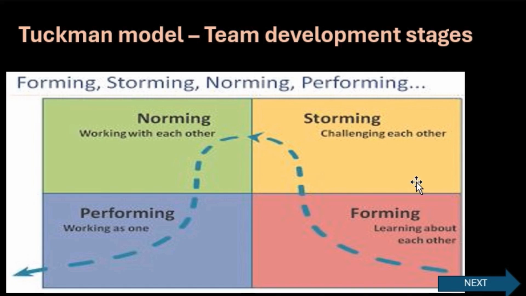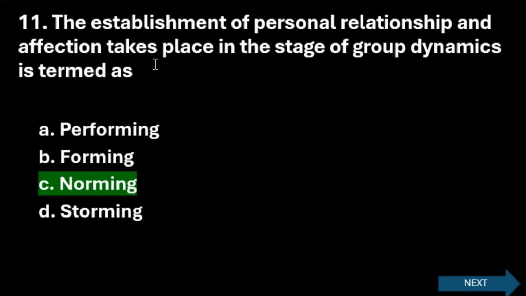Storming is challenging each other. Norming is working with each other. Performing is the final stage, working as one unit. So in the storming stage they will oppose or challenge each other, and in norming they will work with each other. So the right answer is B.